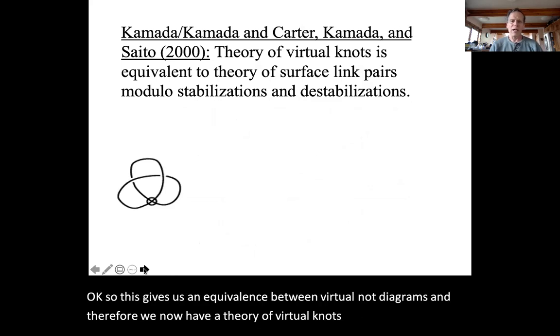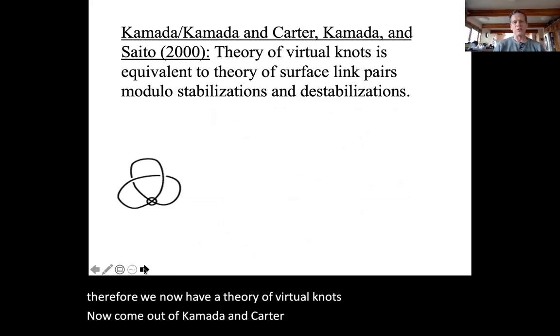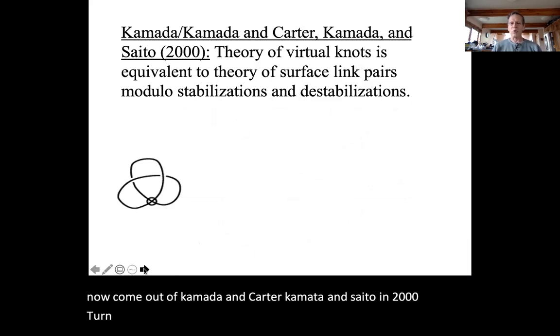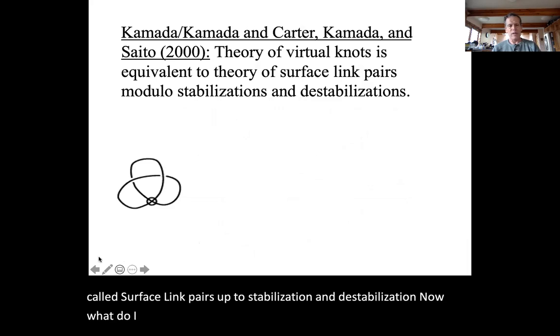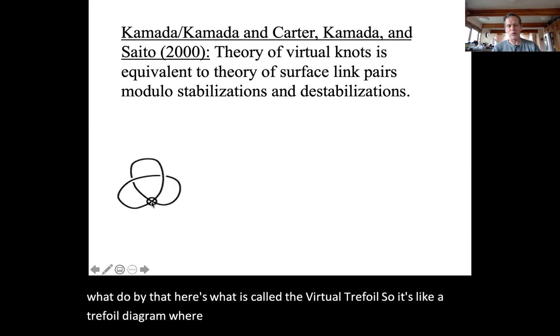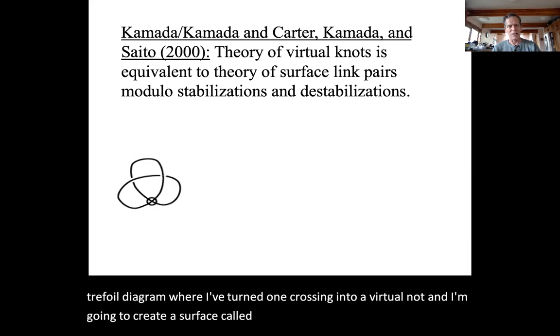Now, Kamada and Carter-Kamada and Saito in 2000 turned the theory of virtual knots into an equivalent theory of what are called surface link pairs up to stabilizations and destabilizations. Now, what do I mean by that? Here's what is called the virtual trefoil. So it's like a trefoil diagram where I've turned one crossing into a virtual crossing. And I'm going to create a surface called a ribbon surface that the knot lives on. Okay, so that's going to look like this.